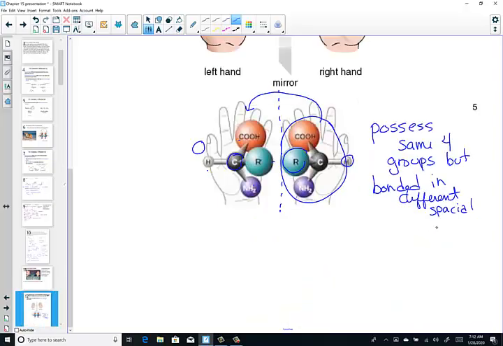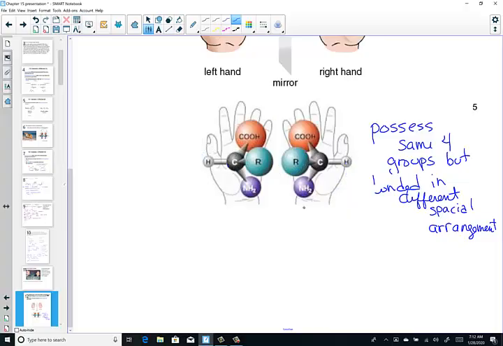So that's what I'm trying to write here: bonded in a different spatial arrangement to make them unique. So just think about it in terms of spinning, and about order of priority. I'm going to call the COOH group 1. Let's call this R, whatever R might be, functional group 2. And let's call this amine functional group 3.